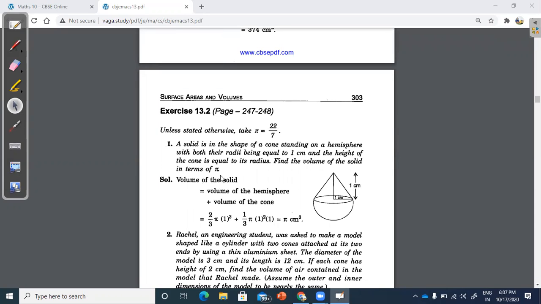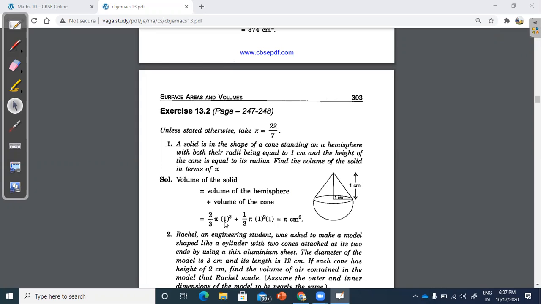Find the volume in terms of pi. We don't have to substitute the value of pi. The answer has to be given in terms of pi. So as discussed earlier, if there are two figures, we'll have to add the volumes of the two figures. And the volume of a hemisphere is 2 by 3 pi r cube, and the volume of the cone will be 1 by 3 pi r square h.